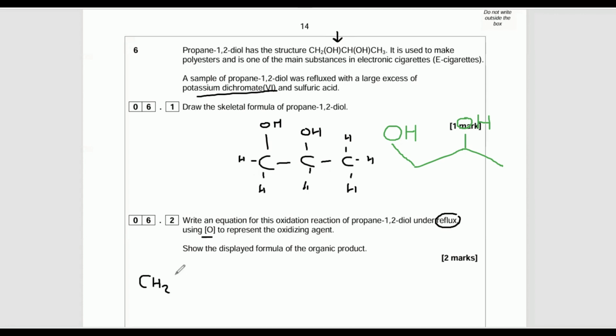Write an equation, all right, and then show the display formula of the organic product. I'm not going to show the display formula of this, but I'll show the display formula of the organic product. Oh my days, this is the most awful, I'm pretty poor at the old writing here. Okay, so there's our propane 1,2-diol. Now they've said use the O as the oxidizing agent. So that is our potassium dichromate.